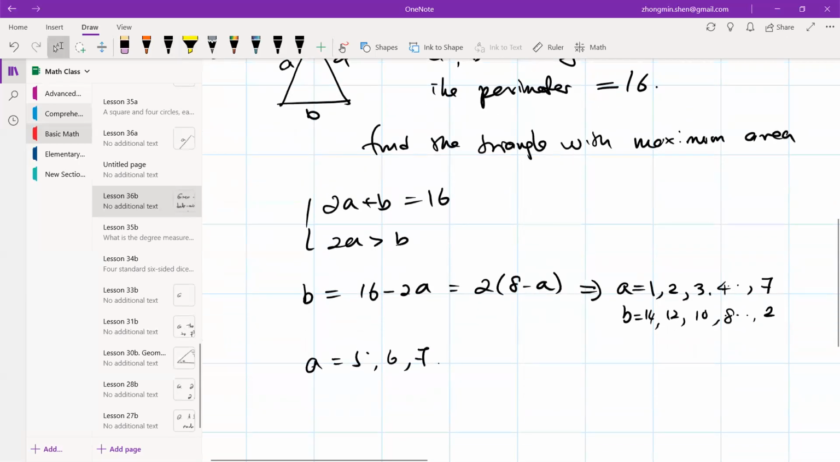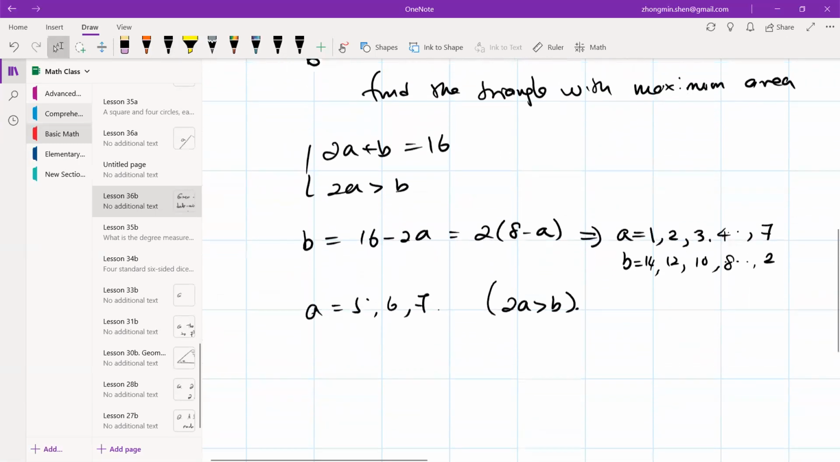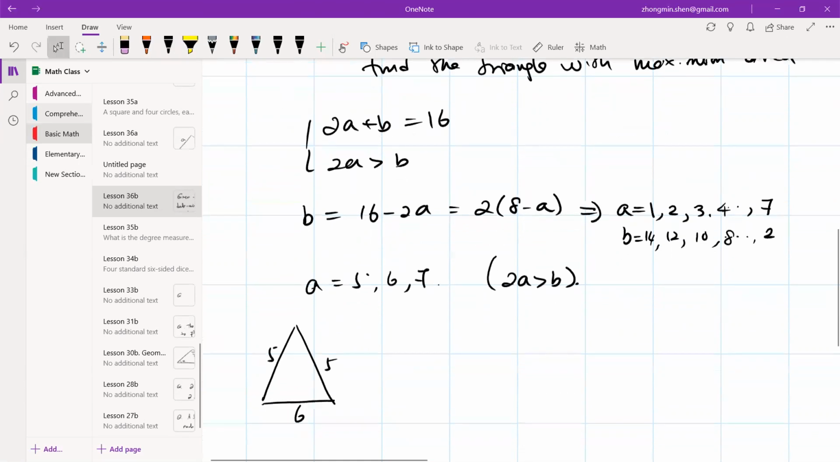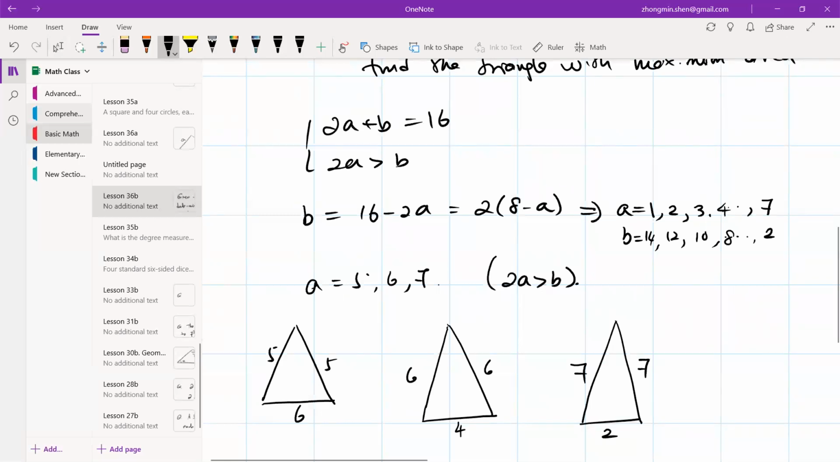So clearly, 2a is greater than b, okay? So now you have 3 solutions. The first one, 3 possible triangles: a equals 5, 5, and then 6, okay? The total will be 16, right? Another one is longer, 6, 6, then this will be 4. And the third one is 7, 7. That will be 2, right?